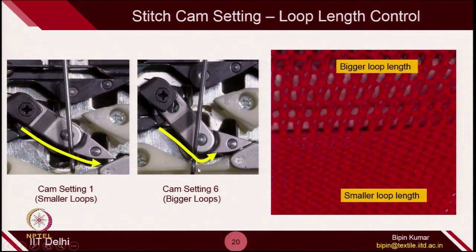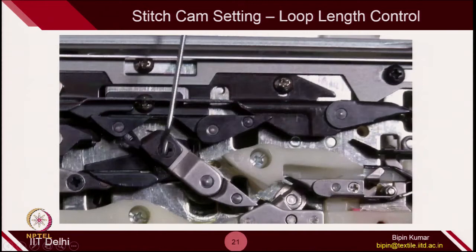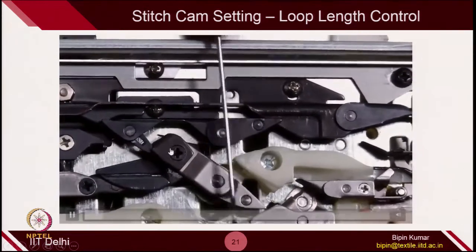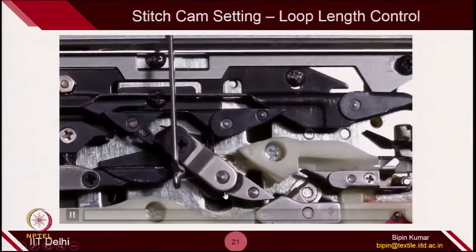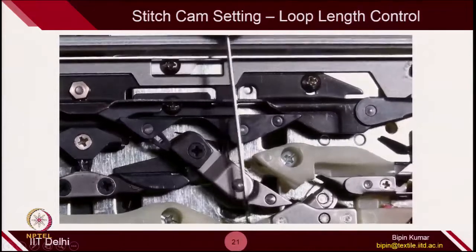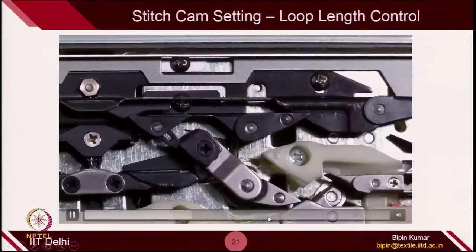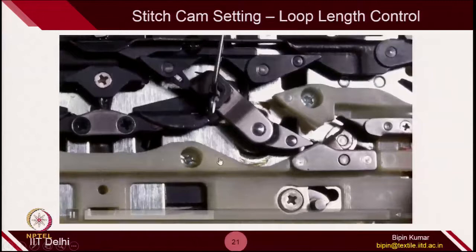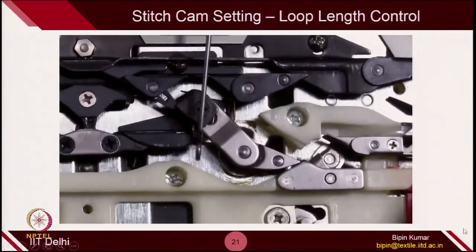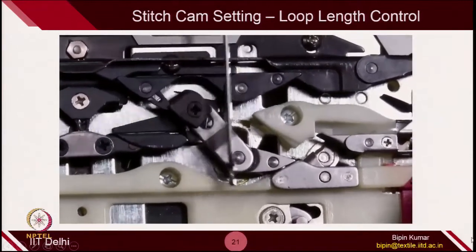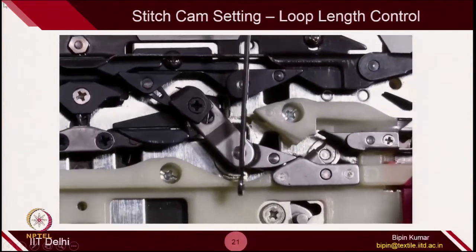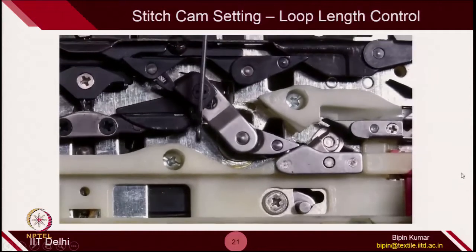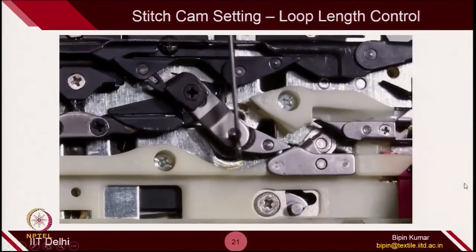You can see here the direction also, it is showing completely, it is going a little bit more down. Here you can see the small video of what is exactly happening. This is the stitch cam. And now the stitch cam setting is getting changed. You can see here it is going down, and because of this it forces this butt to go even more downward. So, because of that the yarn length or yarn consumption is more and loop length increases.